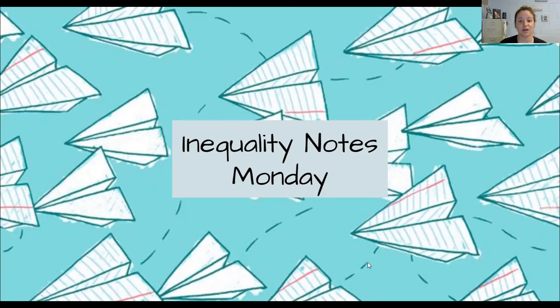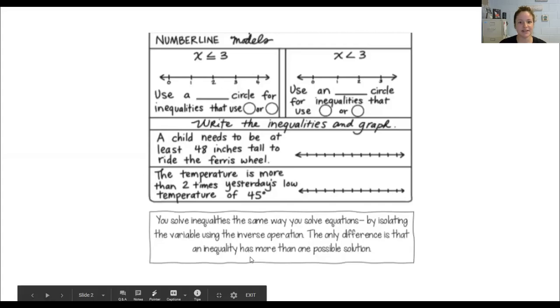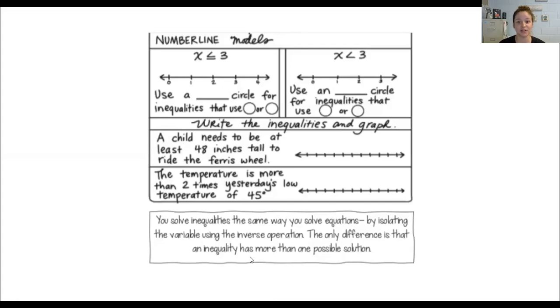All right, let's first start with number lines. In a previous lesson, you did see me go over how to do a number line, but I want to go into more detail today. The first one says x is less than or equal to 3. Use a closed circle for inequalities that use less than or equal to or greater than or equal to. So if we have an inequality that has a line under it, what kind of circle do we need to use? Closed. We need to use a closed circle. That means it's shaded in. So if there's that extra line under it, we need a shaded in dark circle.